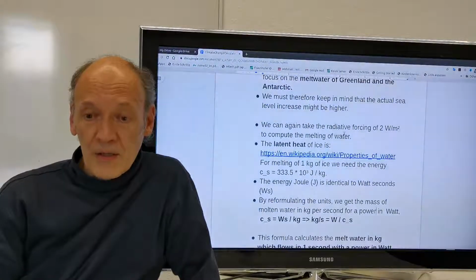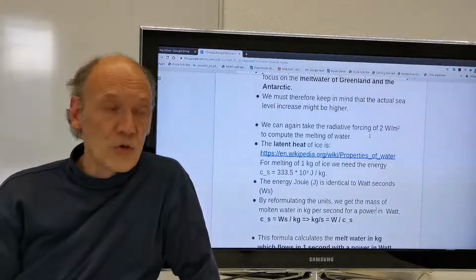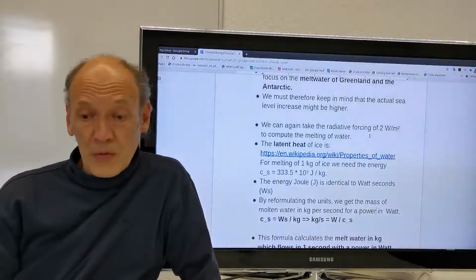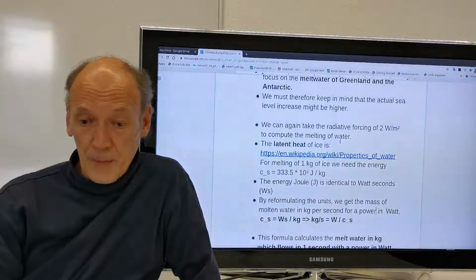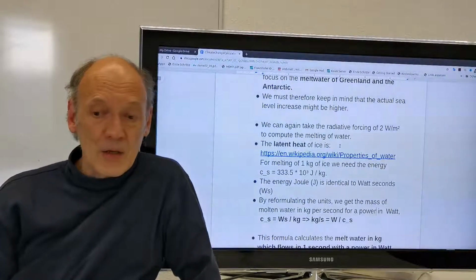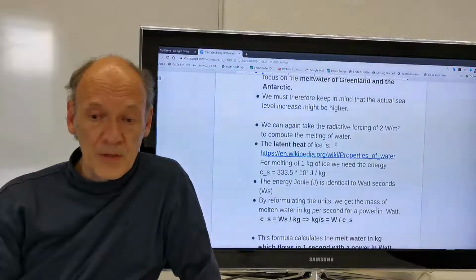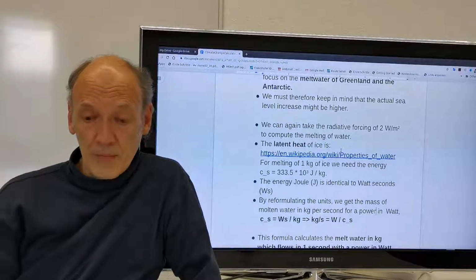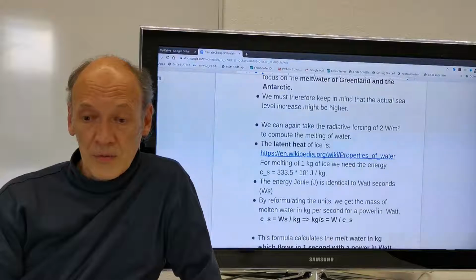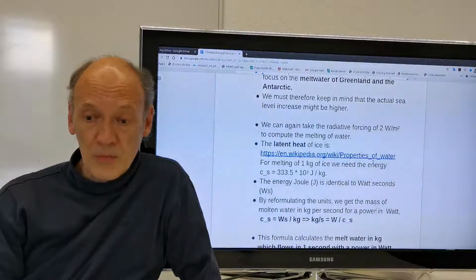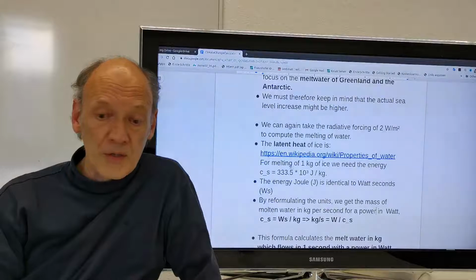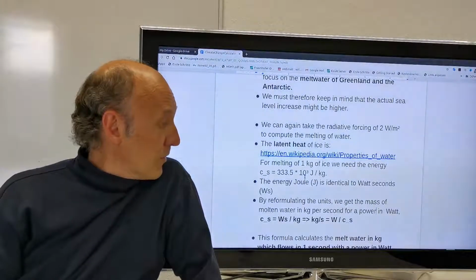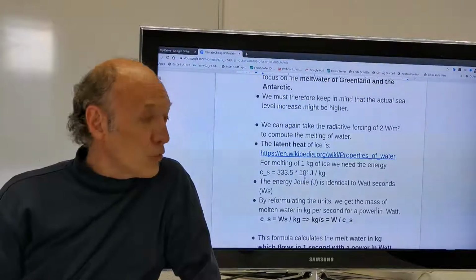So we can again take the radiative forcing of about 2 watts per square meter for the calculation of the melting water. And for that we need the latent heat of ice. The latent heat is basically the energy we need to melt a certain amount of water. And we can find data for it here in this Wikipedia page about properties of water. There we find that for melting 1 kilogram of ice, we need the energy of 333 kilojoule. So we have this latent heat of 333 kilojoule per kilogram.